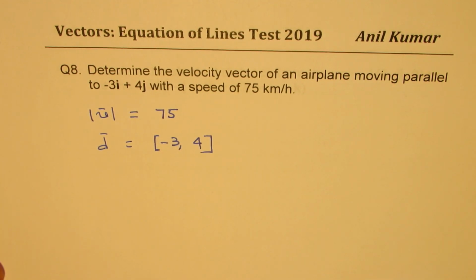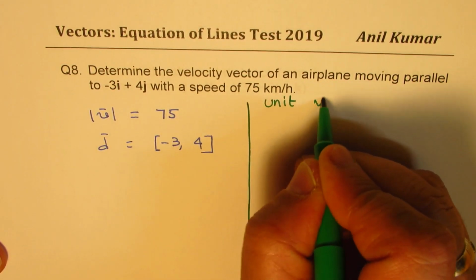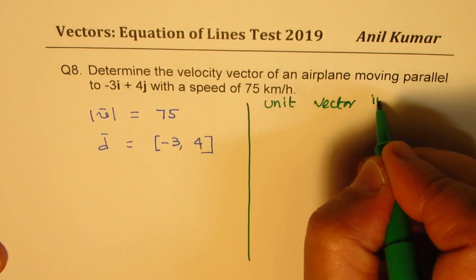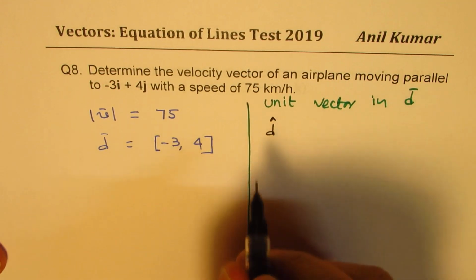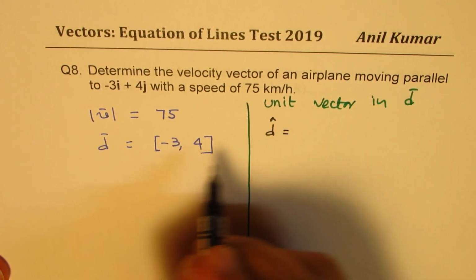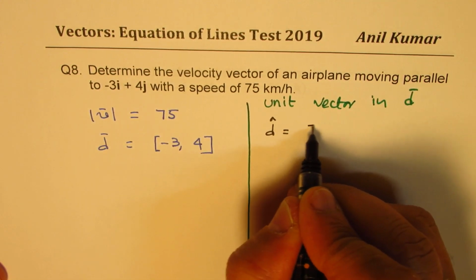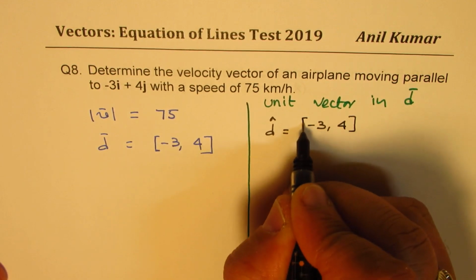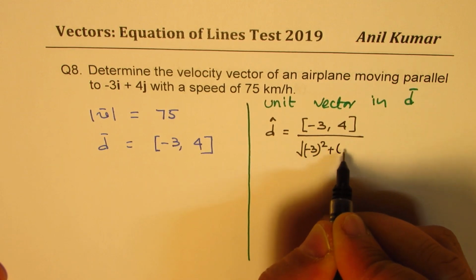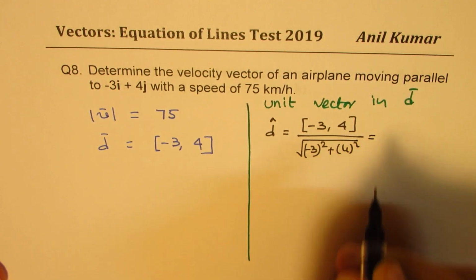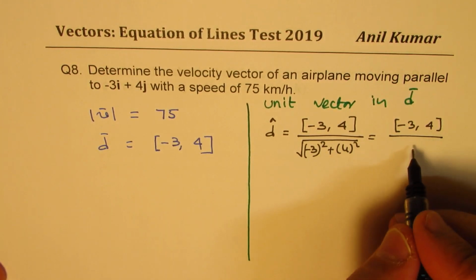So what should we do? We need to find the unit vector in this direction. Do you understand? So to find the unit vector in this direction, normally we write with this kind of a symbol on the top. We have to divide this by its magnitude, correct? So that will be minus 3, 4 divided by its magnitude, which is the square root of minus 3 squared plus 4 squared. Right, so we get minus 3, 4, and this is the square root of 25, which is 5.